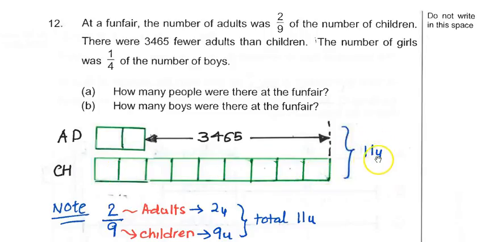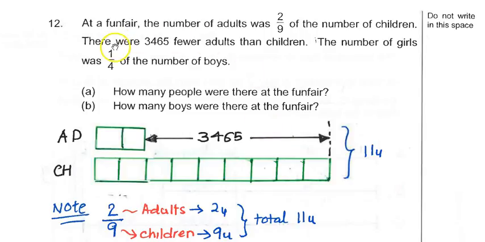Children are 9 out of 11. But the relationship between adults and children is that the adults are 2 out of 9. You can see 2, right, which corresponds to this 2 out of 9. That is what you must get right the first time.